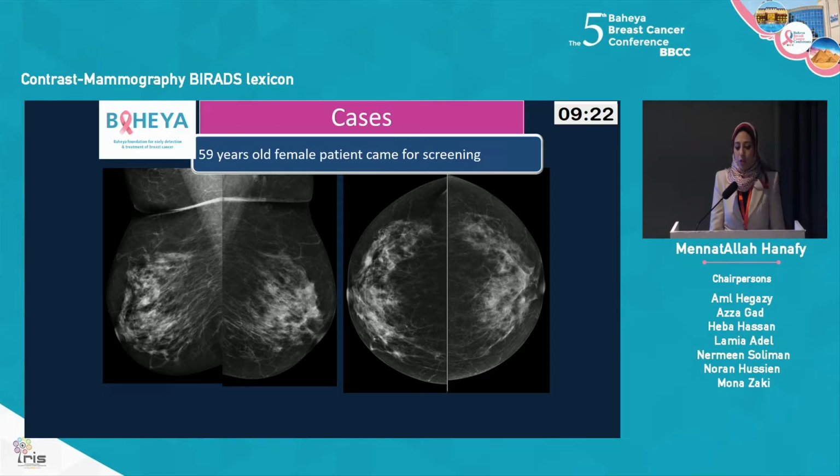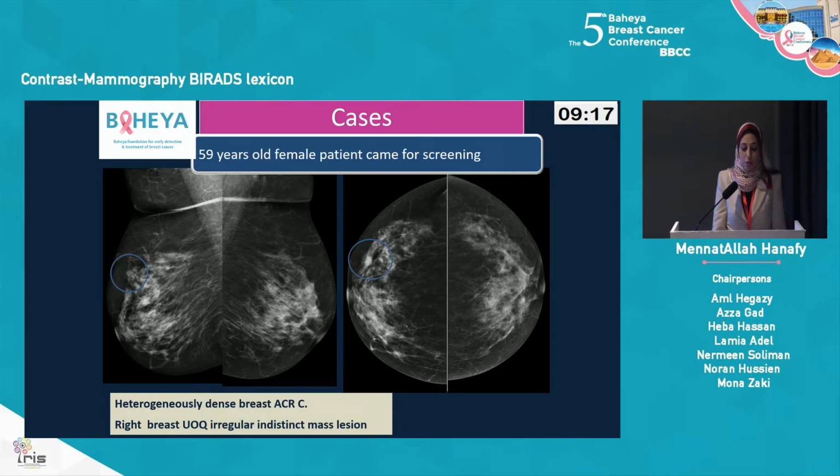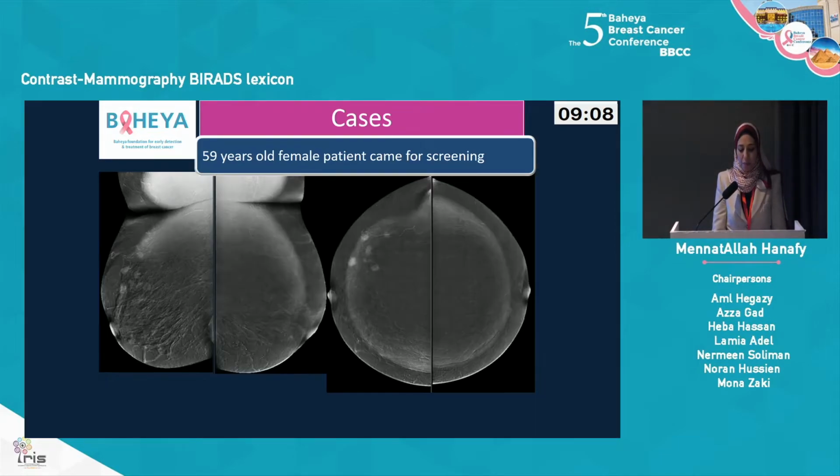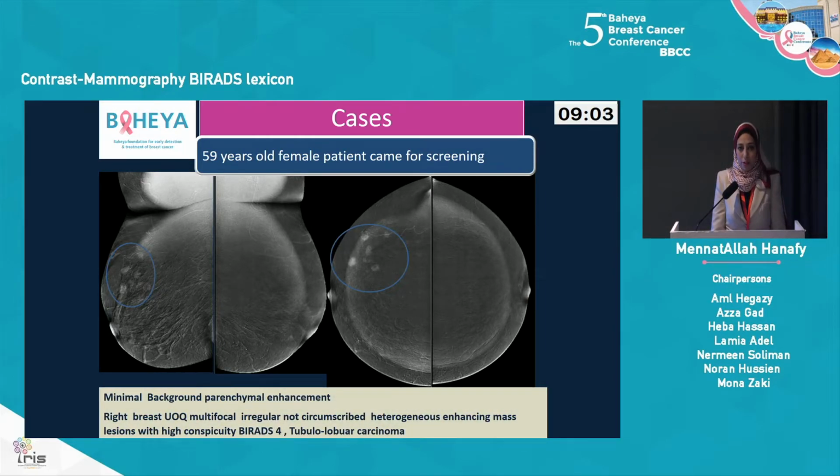59-year-old female patient came for screening. Her mammography and low-energy images revealed heterogeneously dense breast ACRC with right breast upper outer quadrant irregular indistinct mass lesion. Her recombined images revealed minimal background parenchymal enhancement with right breast upper outer quadrant multifocal irregular not circumscribed heterogeneous enhancing mass lesion with high conspicuity by RAS 4. Pathology was tubulobular carcinoma.